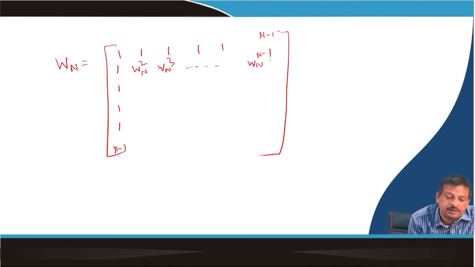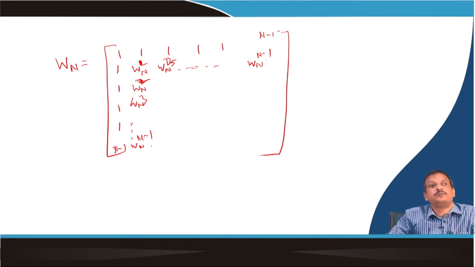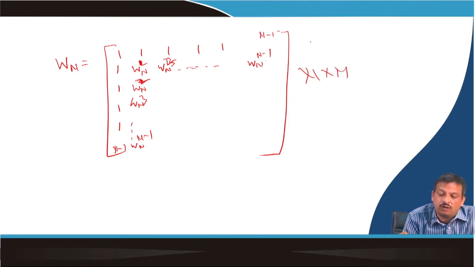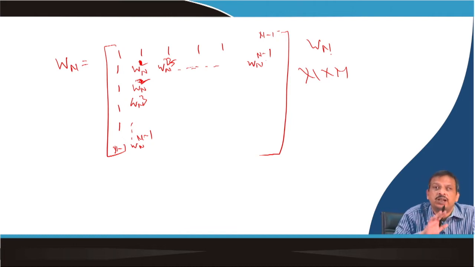Similarly, the next column will be 1, W_N square, and so on, up to W_N to the power N minus 1. So I have an N cross N matrix of W_N, whose exponents vary from 0 to N minus 1.